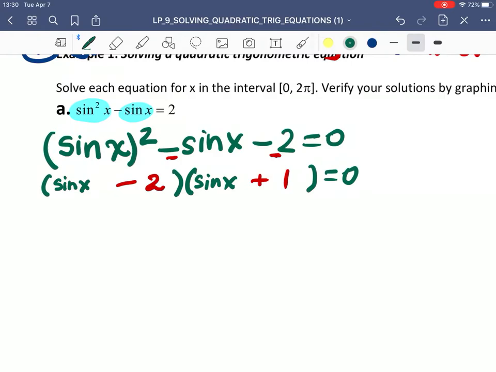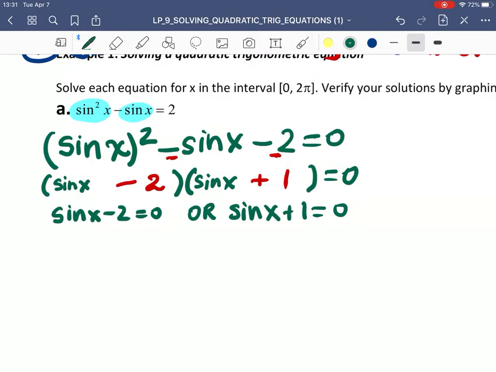The next step, we're going to make each factor equal to 0. We write sine x minus 2 equals 0, or sine x plus 1 equals 0. We solve them as linear equations. So sine x equals 2 or sine x equals negative 1.